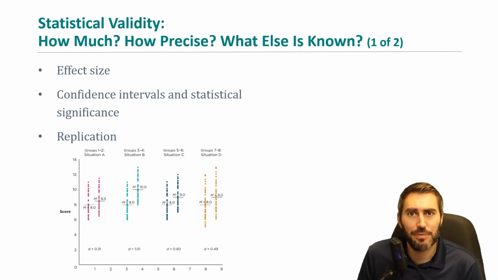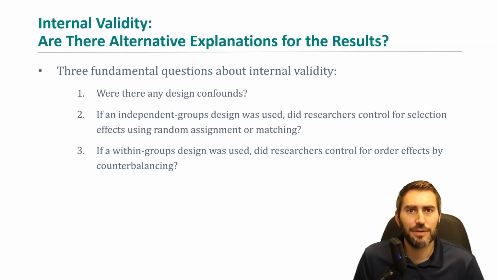The distance between the means is identical across situations, but the effect sizes are completely different because of the spread of the scores. When scores are tightly clustered with less overlap, the independent variable had a larger effect. Finally, let's look at the main priority when evaluating a causal claim, internal validity. Whenever you are reading about an experiment, you must ask yourself these 3 fundamental questions about internal validity.